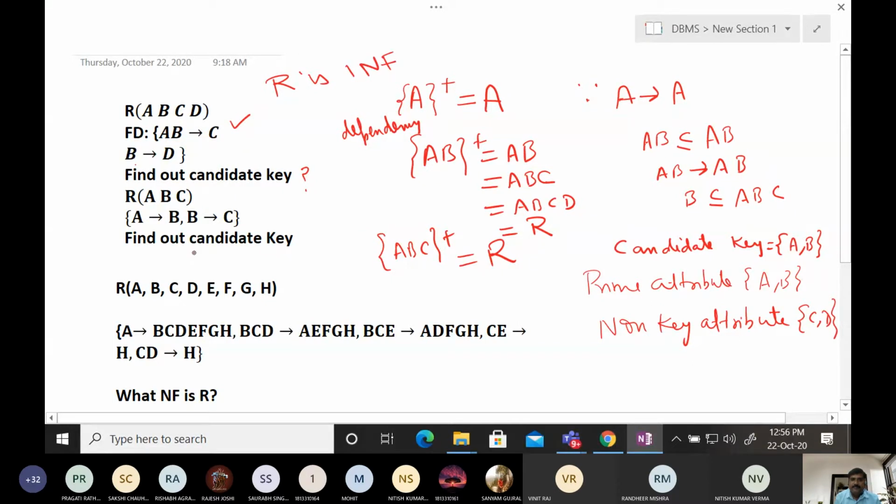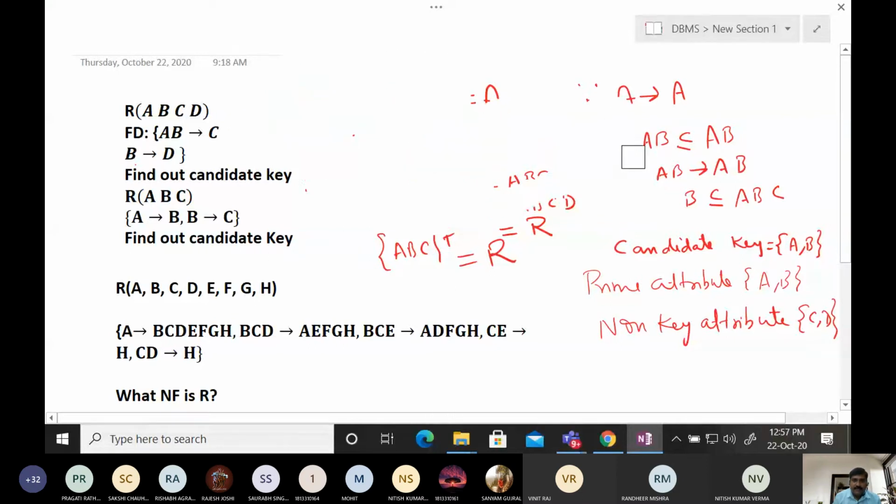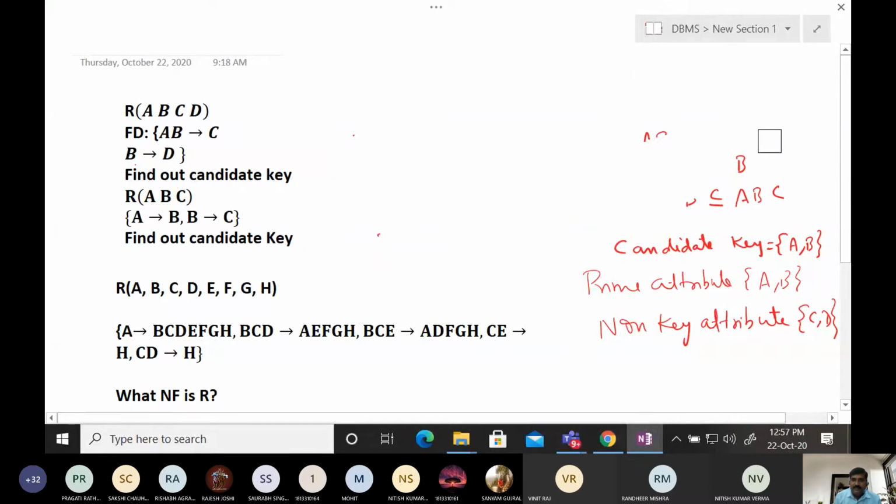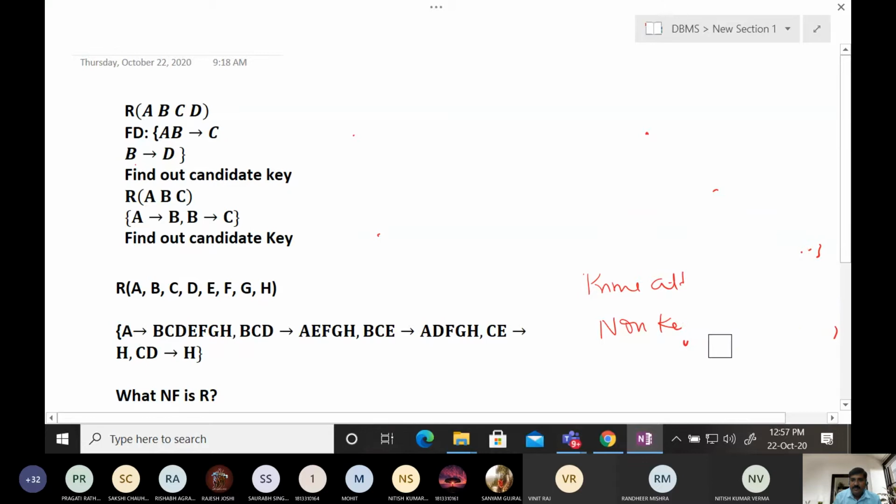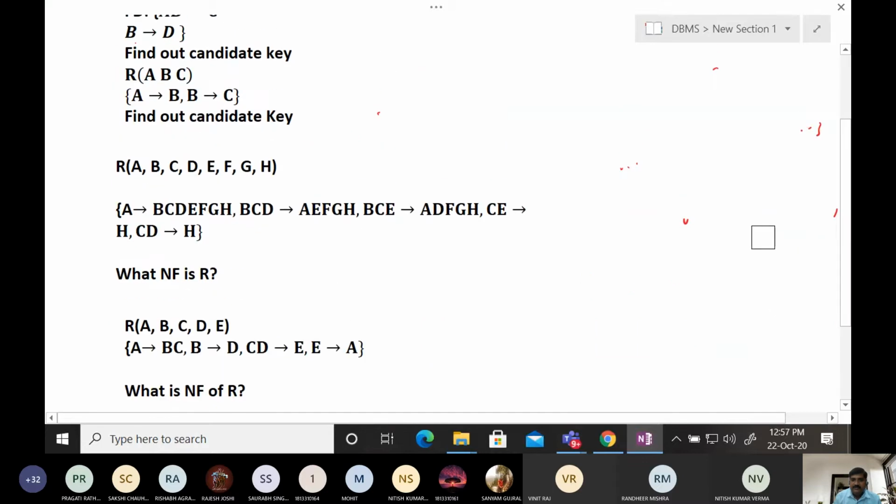Did you get it? Hello. Yes, sir. Now tell me about the second question. In the second question, there are three attributes in R: A, B, C. And the functional dependencies are A determines B, B determines C.